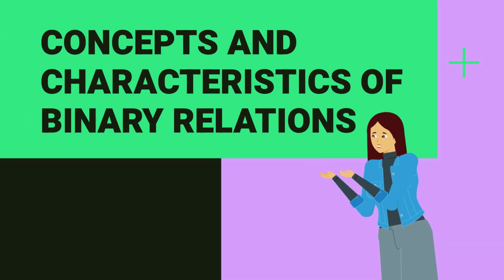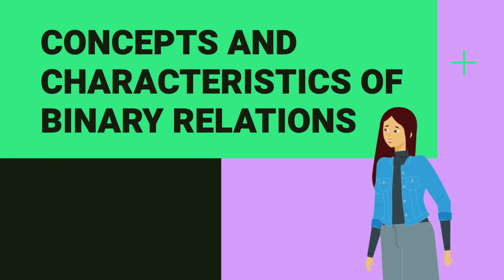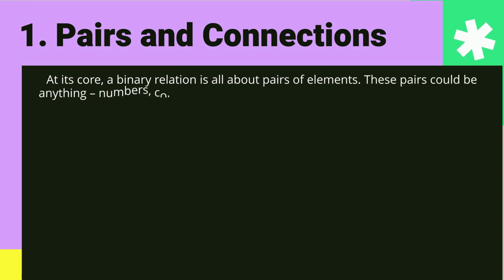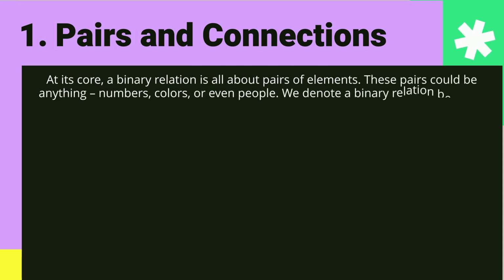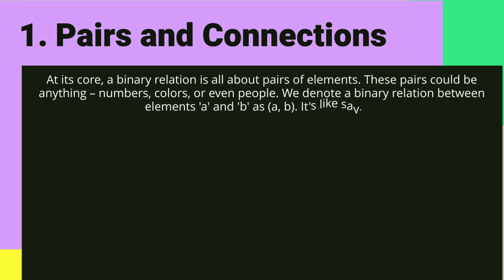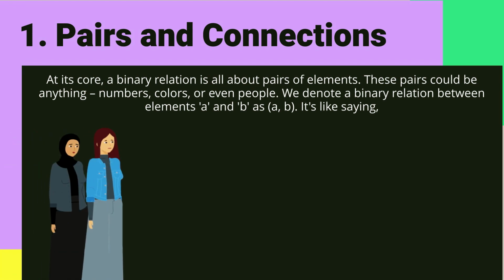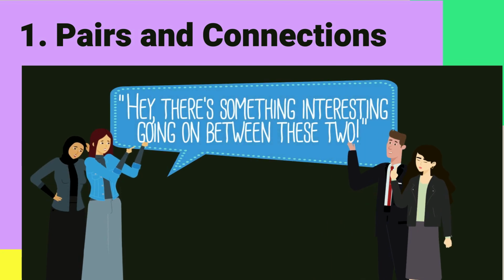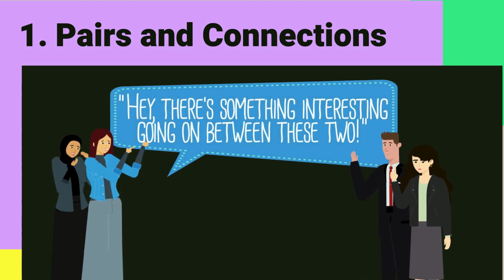Concepts and characteristics of binary relations. For the first one, pairs and connections. At its core, a binary relation is all about pairs of elements. These pairs could be anything: numbers, colors, or even people. We denote a binary relation between elements A and B as (a, b). It's like saying, hey, there's something interesting going on between these two.